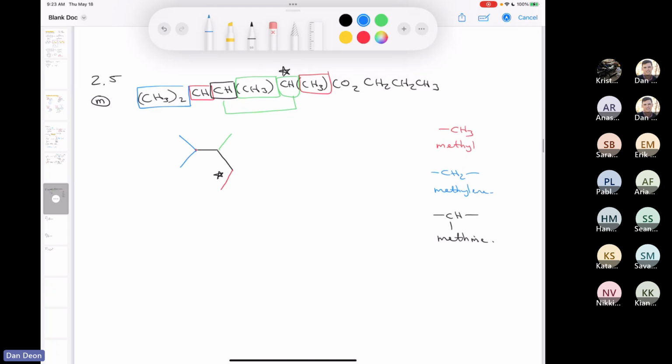And then you might be confused by this part here, which is CO2. So that denotes that you have an ester functional group. So you're going to have a carbon and then 2 oxygens. One of them is going to have a double bond, and the other one is going to have a single bond. So that's our ester. And then at the very end, we have CH2, CH2, CH3. So we go CH2, CH2, CH3. And that is the bond line structure of the compound.